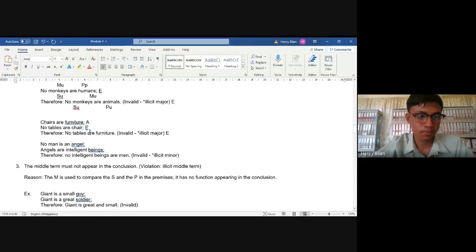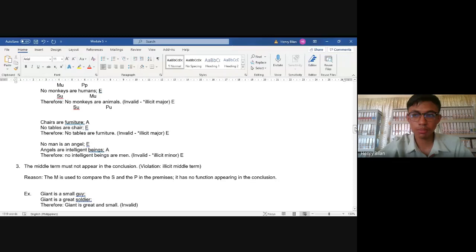The same, pareho dito. Pero dito kasi, E, A, E. Illicit minor. So let us go directly to the minor. This is distributed. Distributed yung term dito sa baba. E proposition siya. Pagpunta mo sa taas, undistributed siya. So illicit minor term. Kaya invalid siya. Okay? Kasi hindi lang naman anghel ang magaling, pati rin naman kayo.